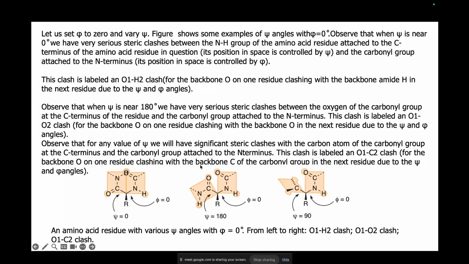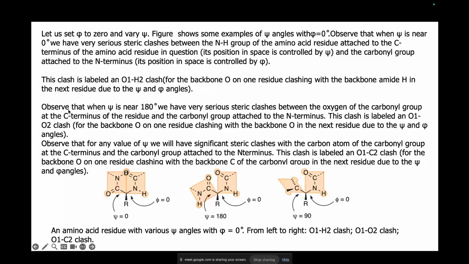So if you have certain values for phi and psi, in some cases sterically they are almost impossible to be present because they'll be clashing with each other. One group will be sitting on top of the other, which is not possible in a natural system, right? So you have these different clashes. One is the O1H2 clash, so this is the first oxygen and the second hydrogen clash, right?